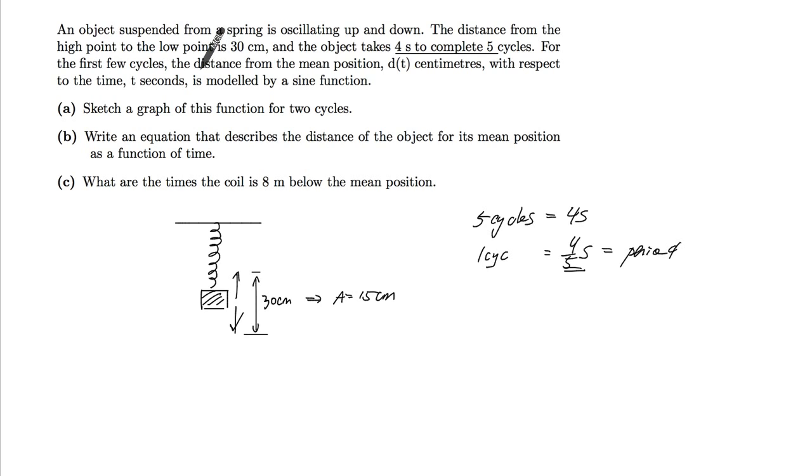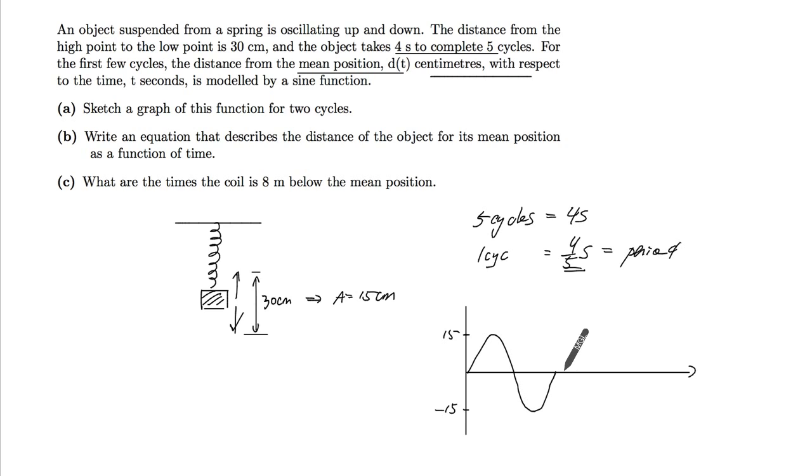Okay, so the mean position with respect to time. We can model this with a sine function. This being 15, minus 15, from neutral position to up, down, 2 cycles. Again, up, down. So this here is 4/5. This is going to be 8/5.